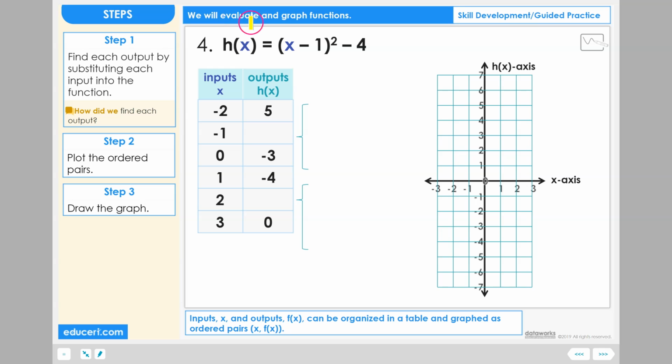You are now ready to evaluate and graph the function h in problem number 4.